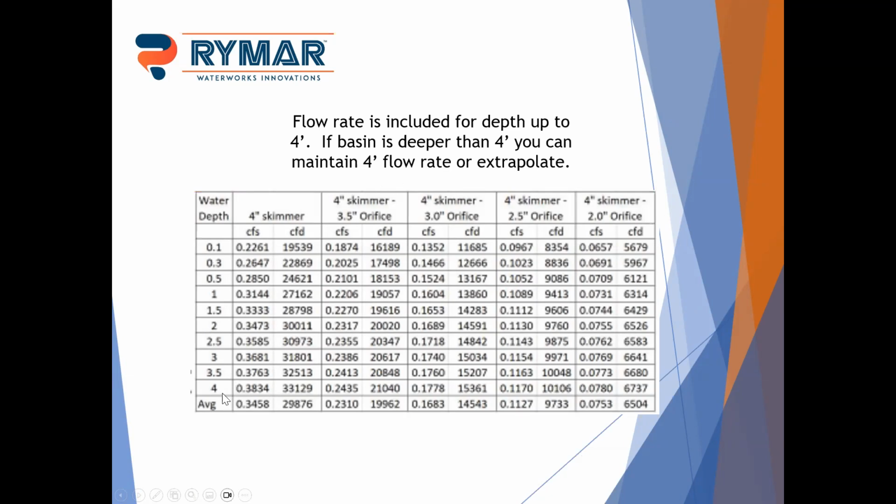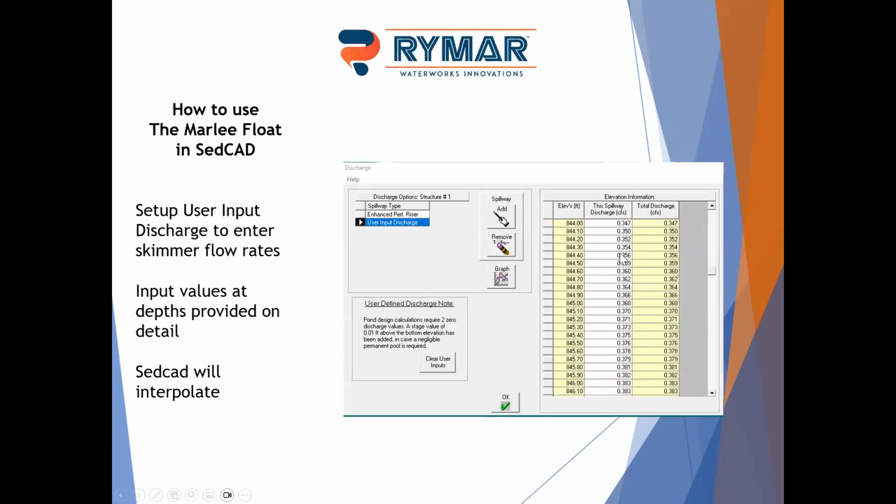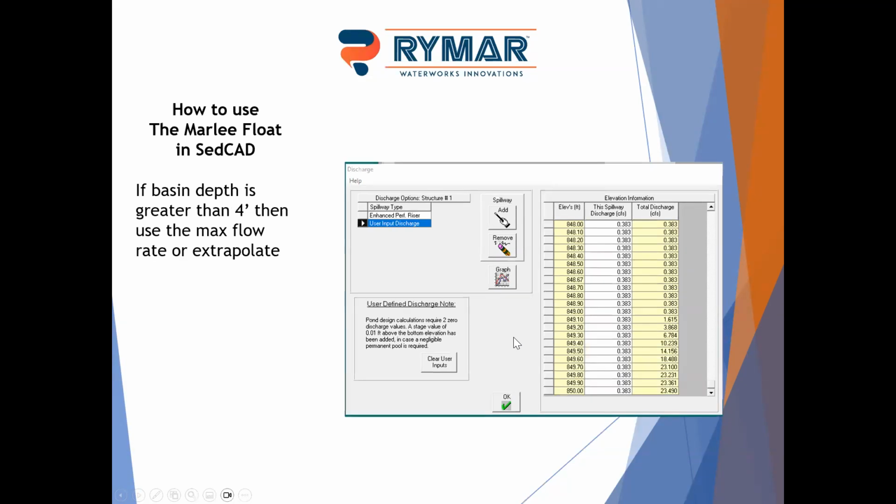Now, if you go over 4 feet deep, you can either maintain that flow rate at the 4-foot depth, or you can extrapolate it out. So in this case, we plug in our 0.1, our 0.3, then 0.5, and then at that point, we put in every half a foot value based off that table up to our depth. And then we extrapolated this one over 4 feet. And then SedCAD will interpolate between those. You don't have to go figure out every 1/10 of a foot elevation flow rate and interpolate between that. SedCAD will do that for you.